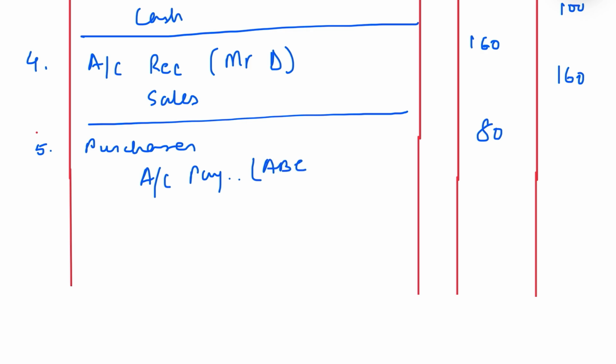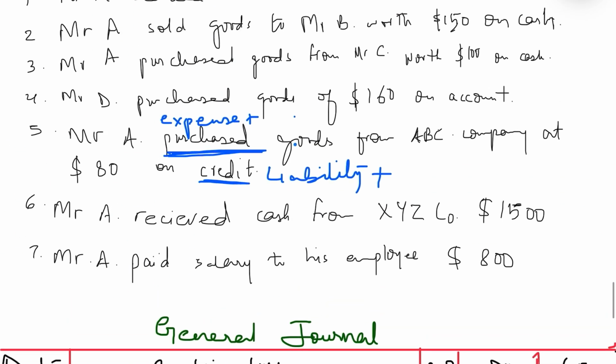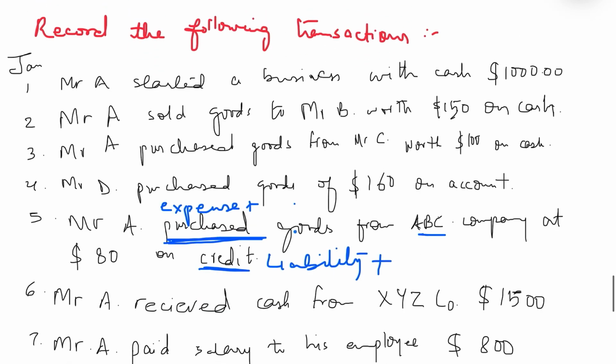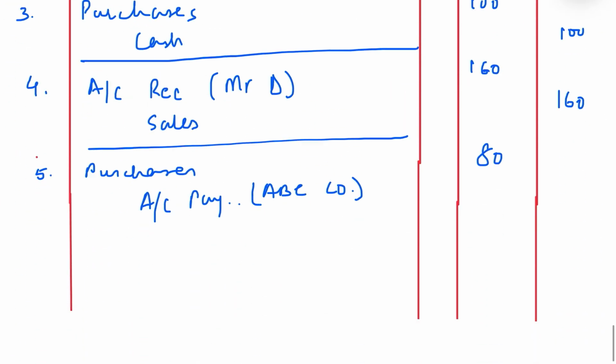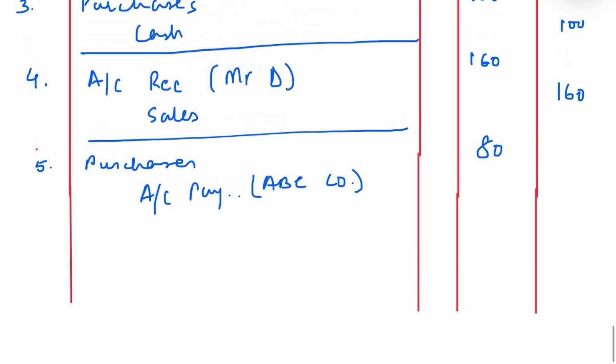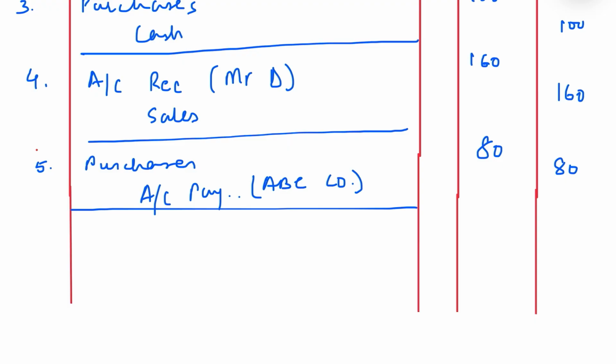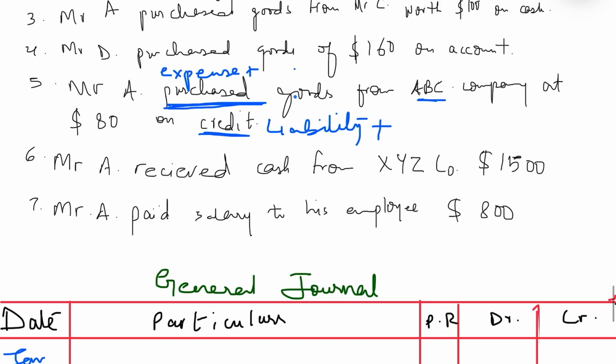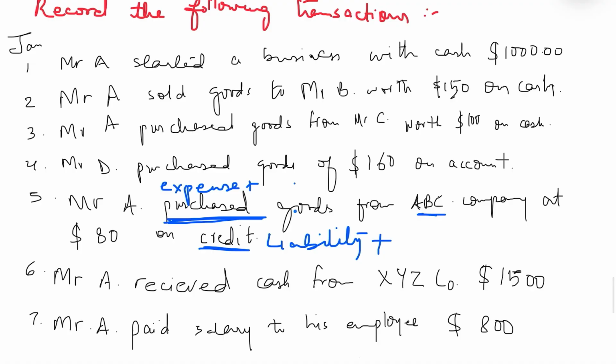ABC company, right? So it is our liability. We increase it as $80, which is in the source document. Now on 6th January, these are all our source document transactions, right? We are just recording it in the journal.